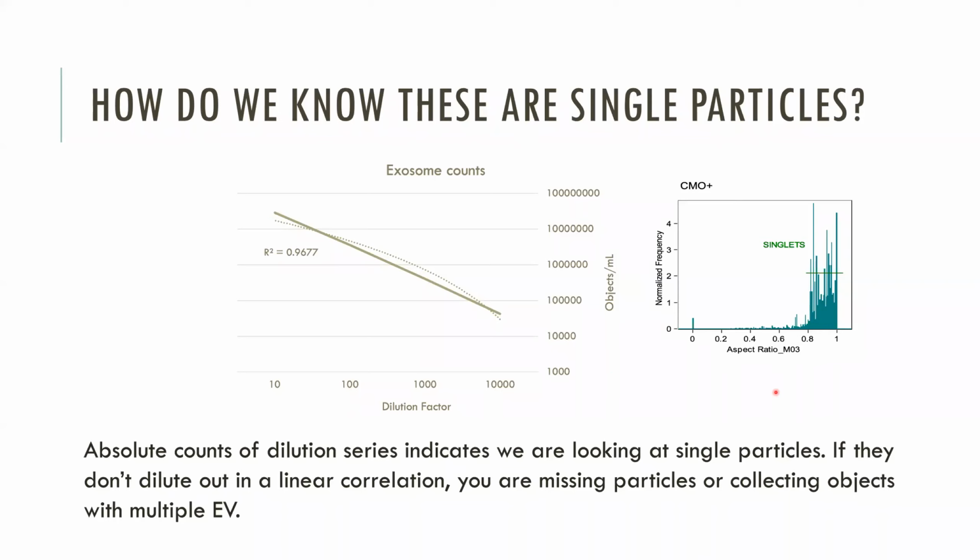We also look at the aspect ratio. This is based on the lipophilic dye signal, and we're looking at the XY coordinates and pulling anything that is below 0.8, so that's not essentially round.